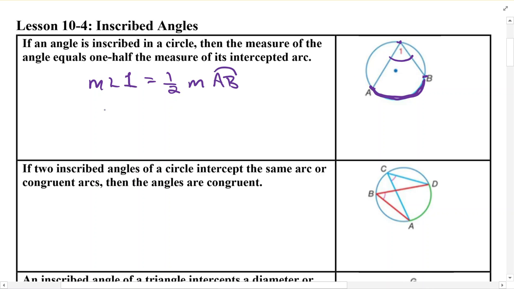And it goes the other way around. The measure of arc AB is 2 times the measure of angle 1. So for example, if angle 1 was 40 degrees, then the arc here would be 80 degrees.